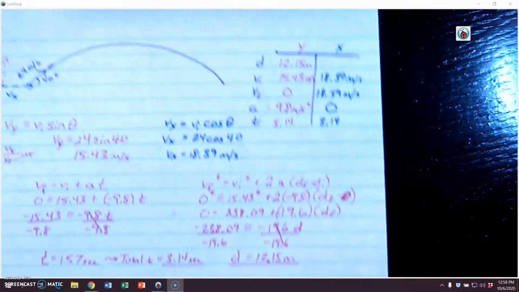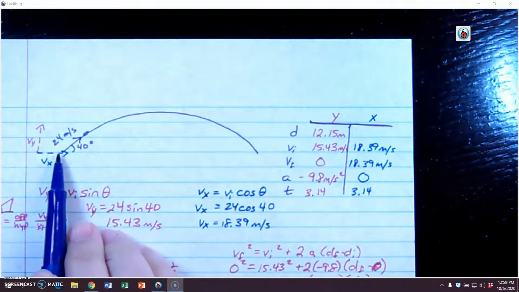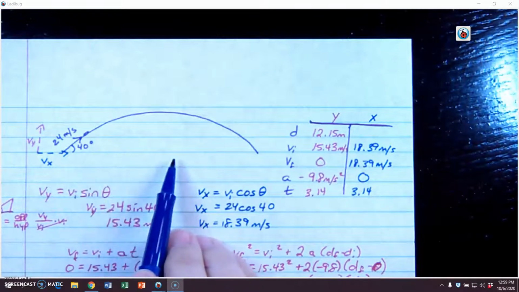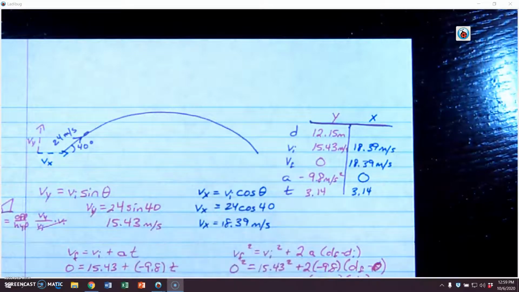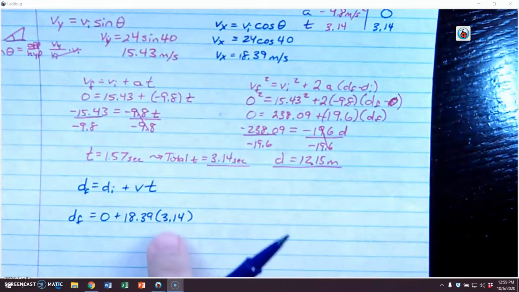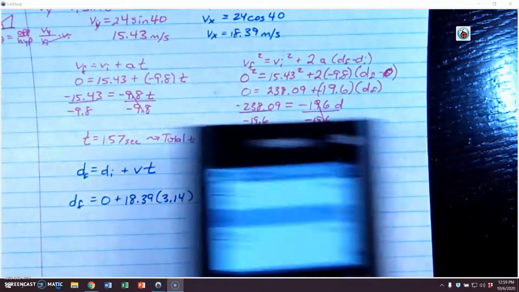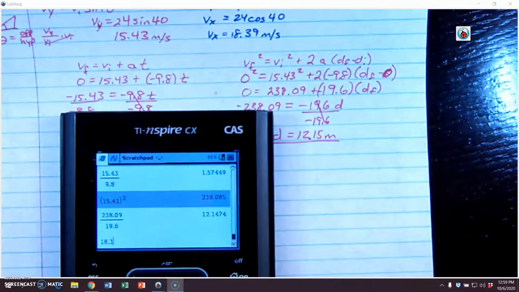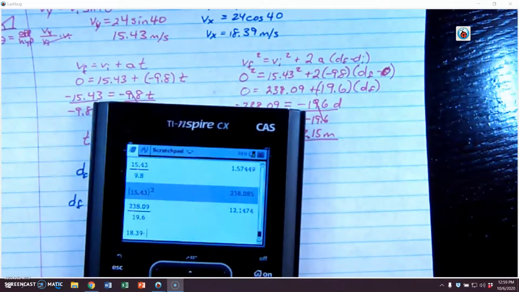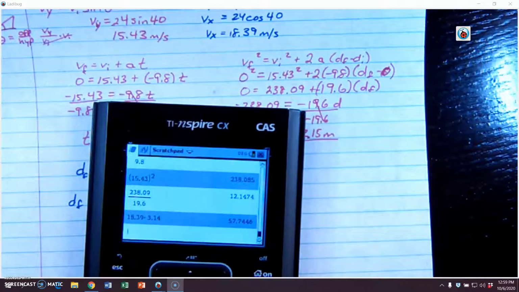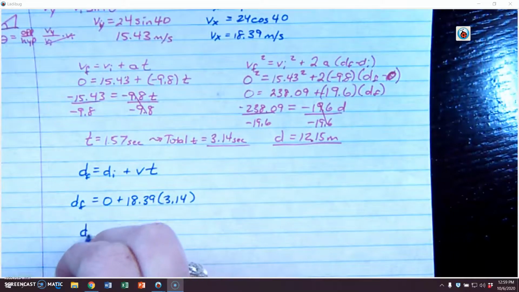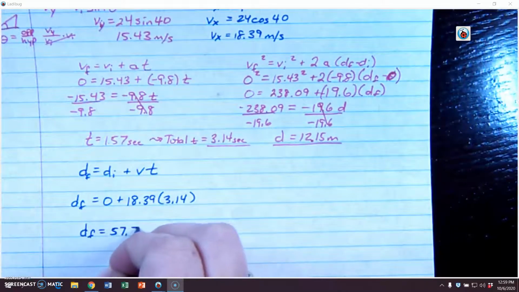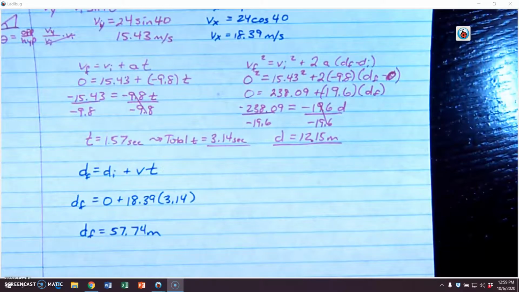Make sure you're using the total time of flight because it's going down the field from here to here where it reaches the top of its path, and it's going down the field from here to here as it comes back down. So we're going to use that total time of flight to find out how far it went. So 18.39 times 3.14 gives us 57.74 meters down the field.